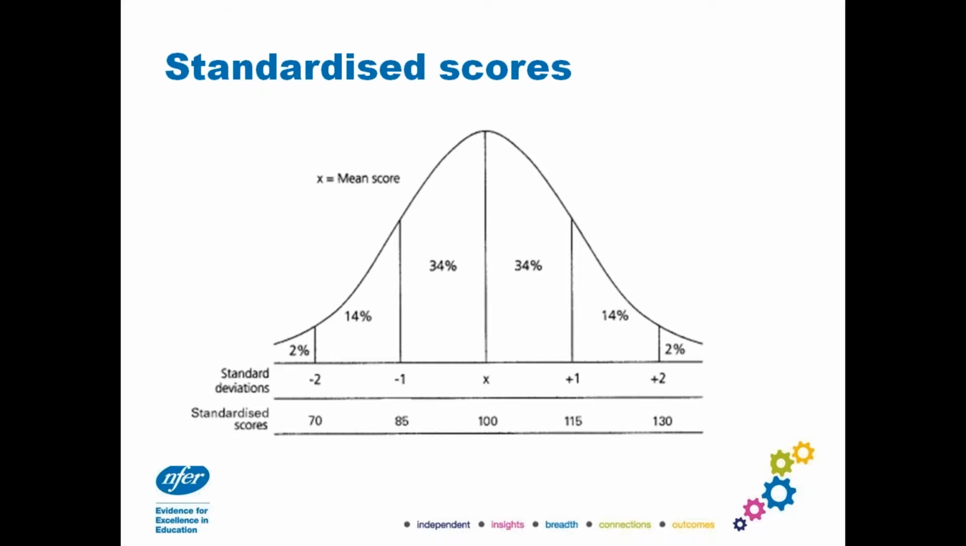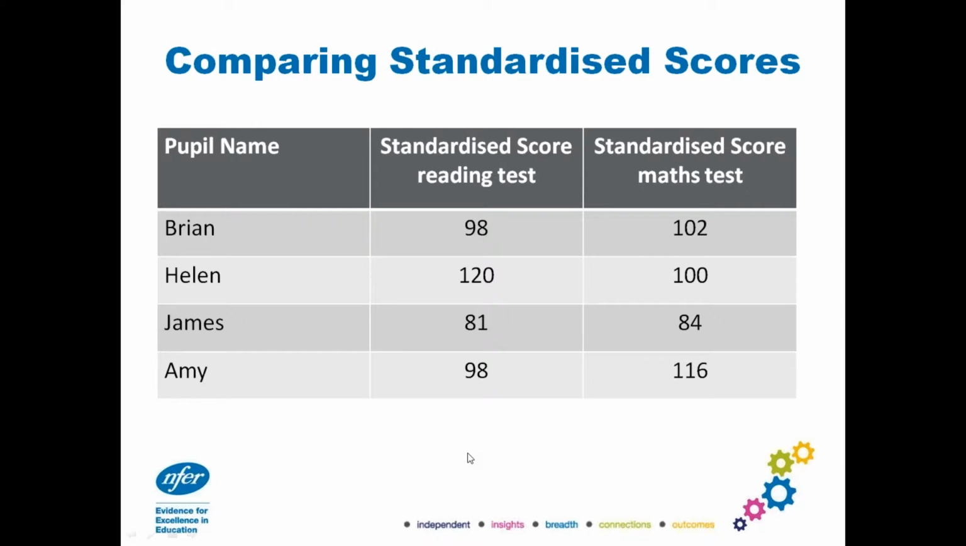So this is perhaps the most useful thing, comparing standardised scores. So here we've got the output from a test. We've got 4 pupils, and what we can do is compare performance between subjects as well as within subjects. So you can compare the performance of the 4 pupils within reading, for example, but you can also compare, say, Brian's performance in reading and maths as well to see which one he's performing more strongly in. So if you look at this table, you can tell that Amy has the strongest performance out of the 4 children in maths, as her standardised score is the highest at 116.